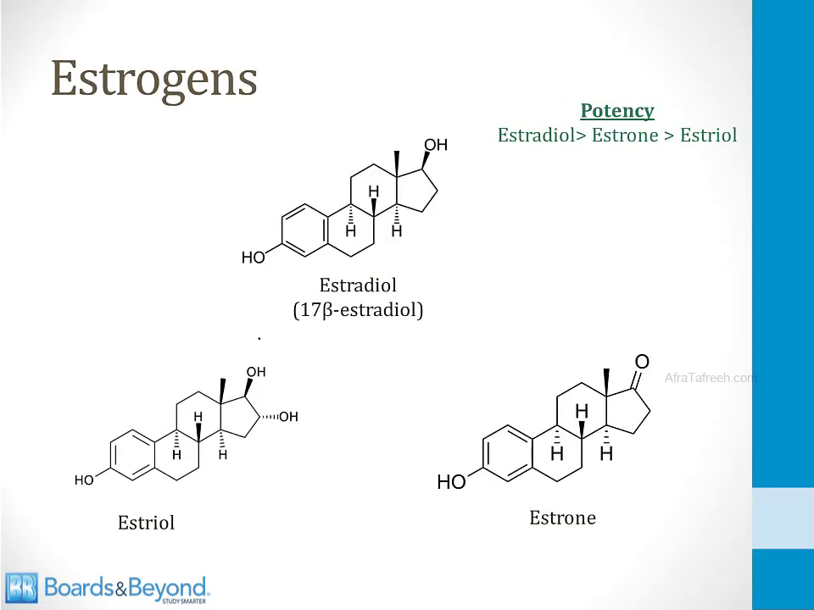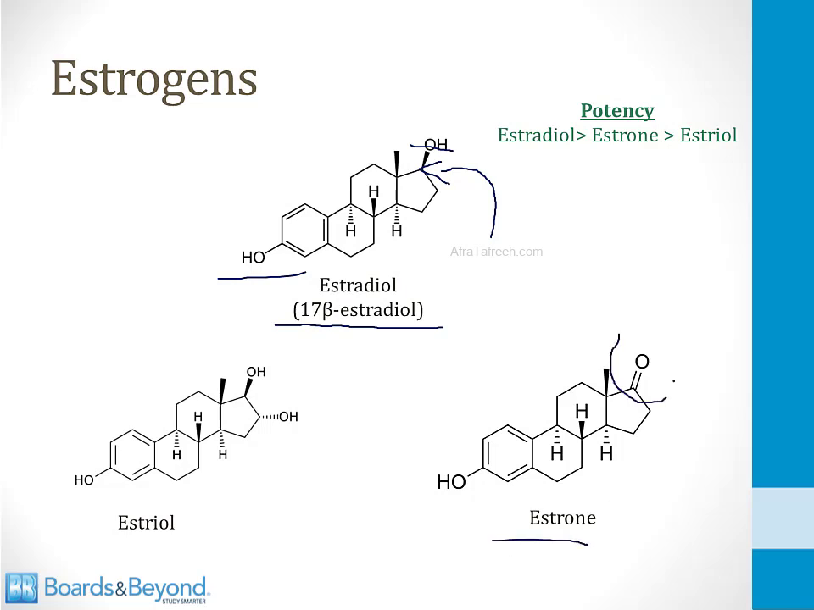Shown on the screen are the chemical structures of the three important estrogens. At the top of the screen is the structure of estradiol, which is also sometimes called 17-beta estradiol. It's called a diol because it has two hydroxyl groups. One of the hydroxyl groups is attached to the 17 carbon right here, hence the name 17-beta estradiol.